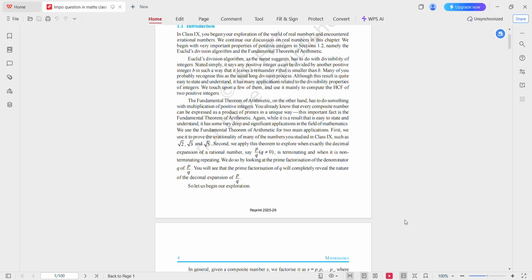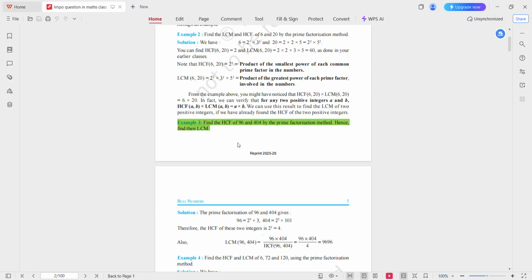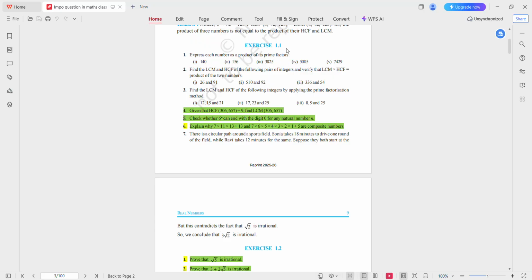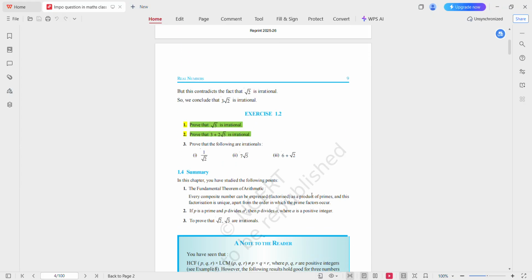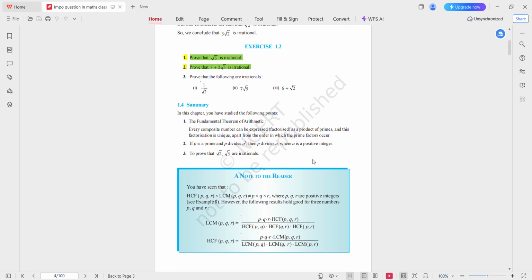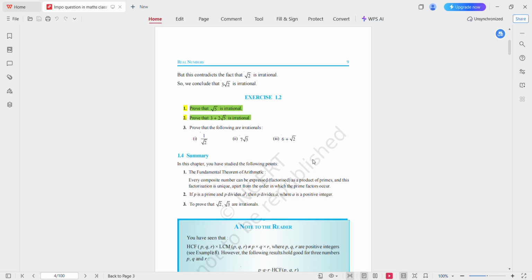In real numbers, the green highlighted example 3 is important, and in exercise 1.1, the fourth question and fifth question are important, and the sixth question is very much important. You shouldn't skip this question. You need to practice in order to score high marks. And in exercise 1.2, you can see the first and second questions are very much important. In chapter 1, there are only a few important questions.